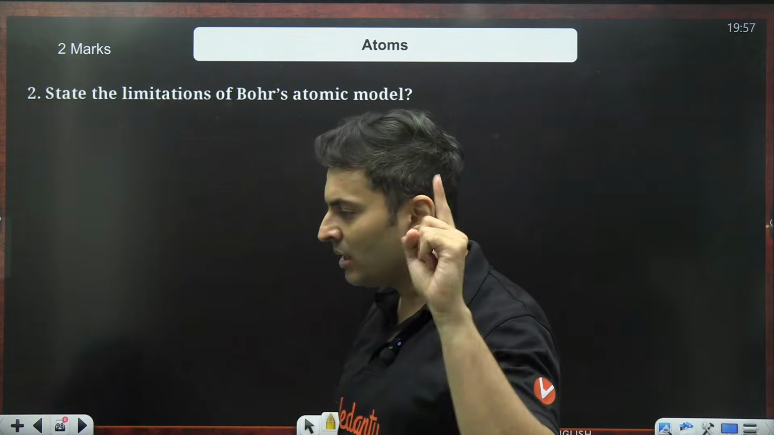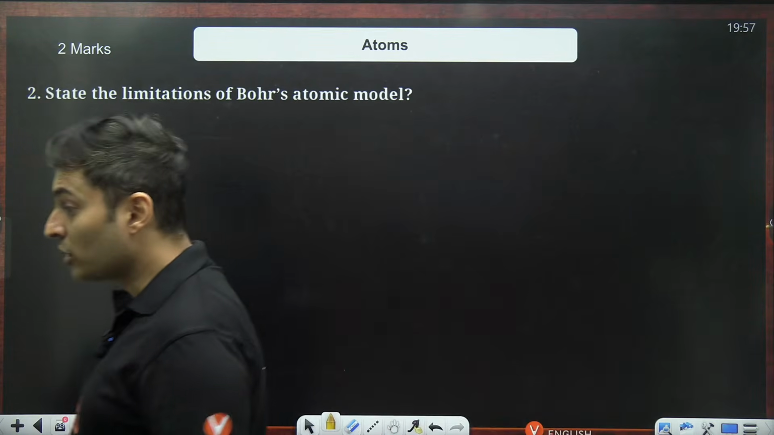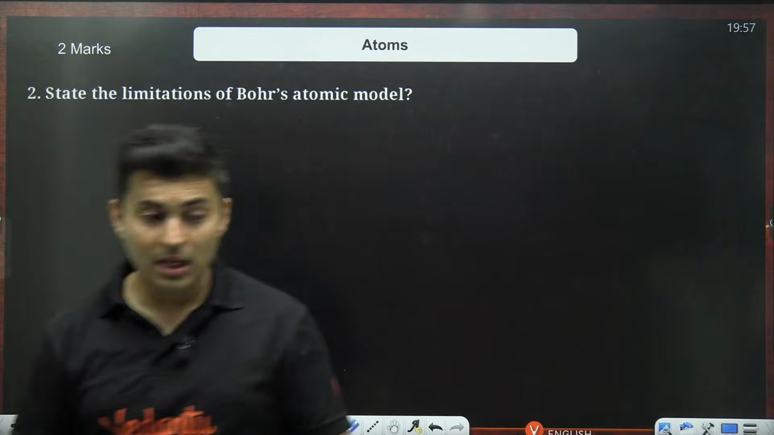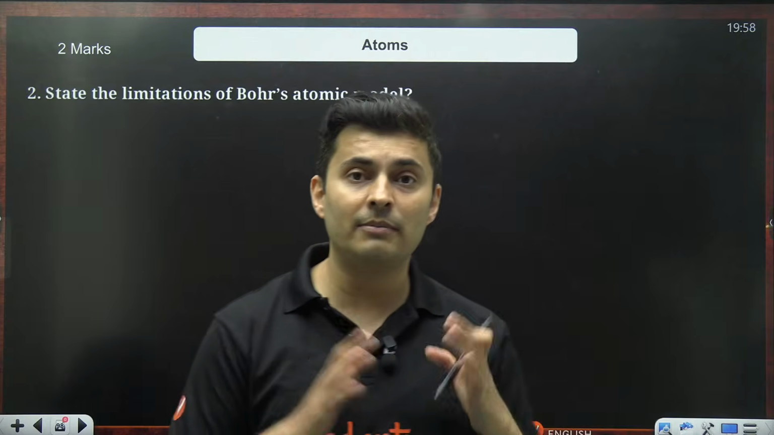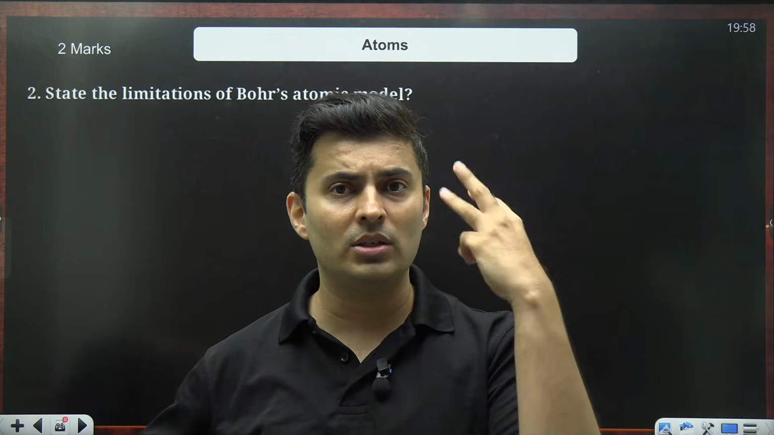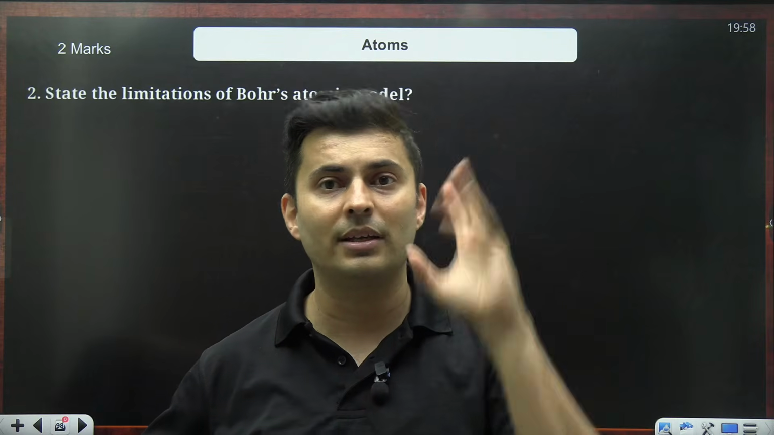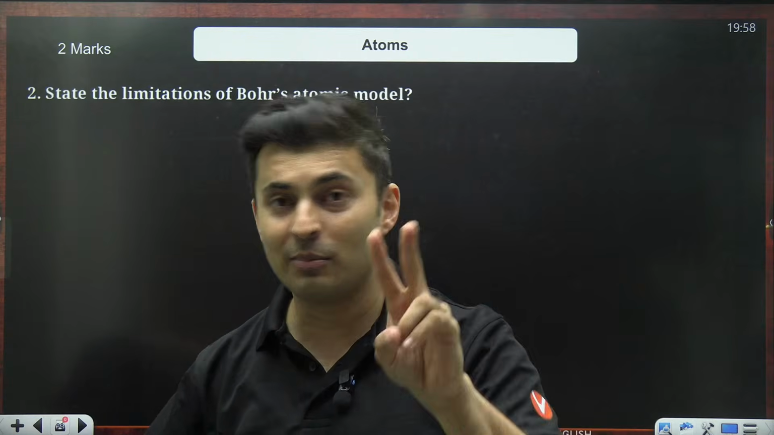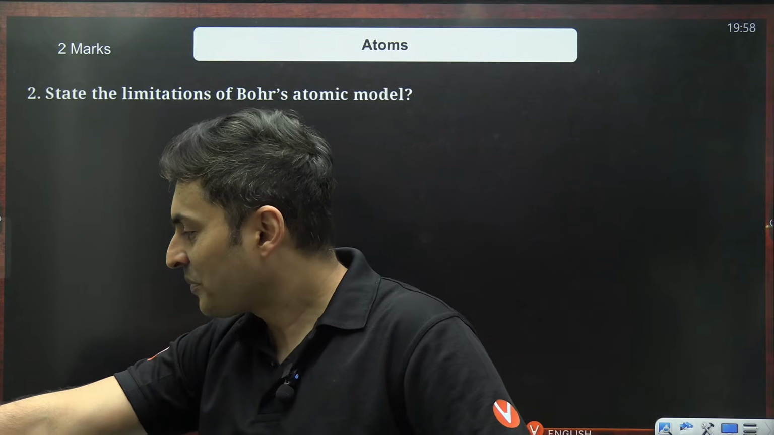Number 1. First, Bohr's model failed even for the helium atom or lithium atom, because the moment 2 electrons or 3 electrons come, it does not account for the repulsion. So it failed for multi-electron models. Number 1. Number 2, what else?